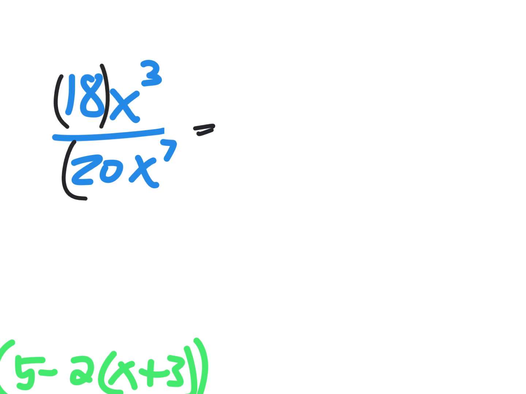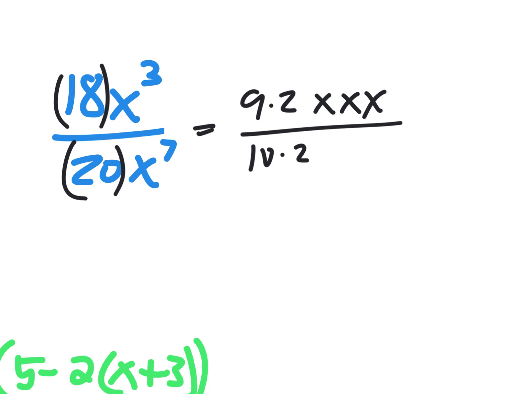All right, this, if you can factor it, you should. 9 times 2 over 10 times 2. And this x to the third, I like to do it this way for kids that don't totally understand this. I'm surprised at how many kids struggle with this.